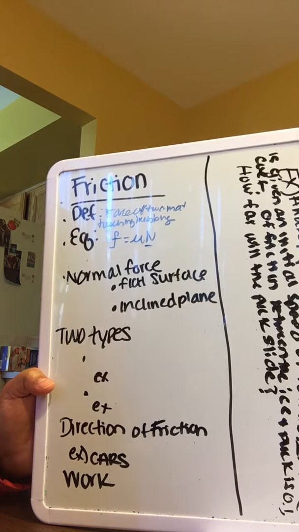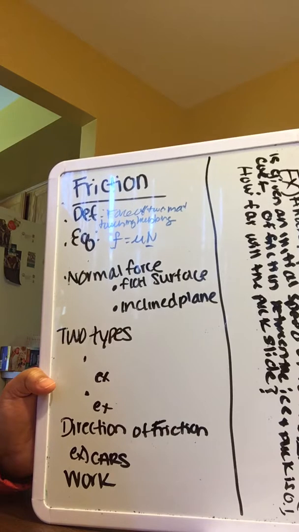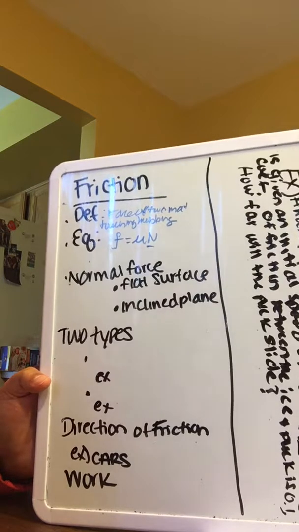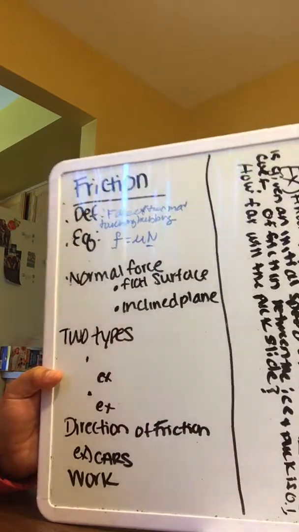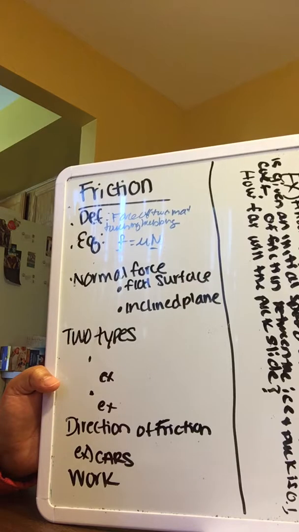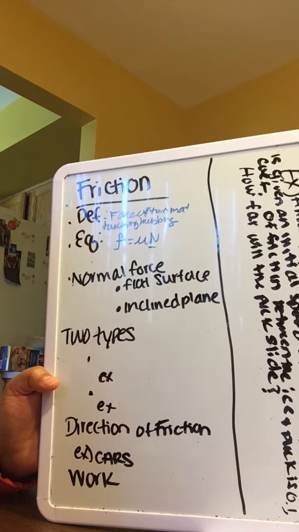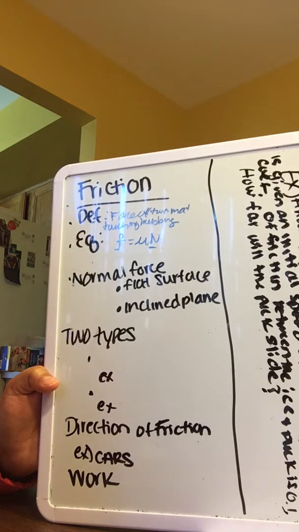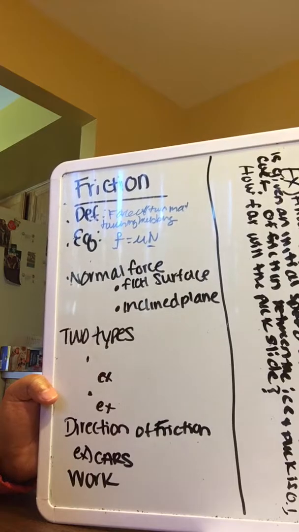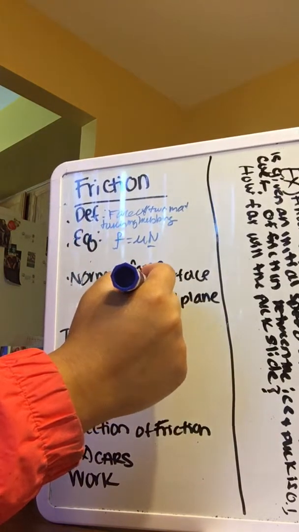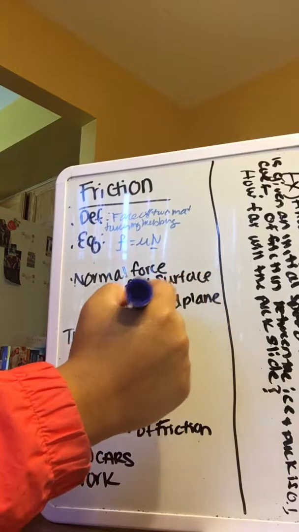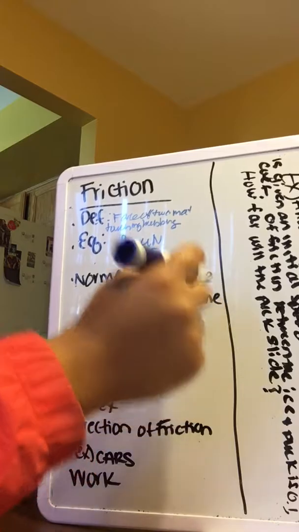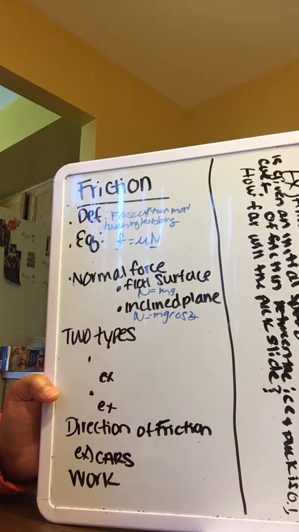So basically the normal force is the force that you have on a surface that counteracts the force that is being applied by the object. That goes along with the equal and opposite reaction, or equal and opposite force. I think that's Newton's third law. So on a flat surface, normal force equals mg. But on an inclined plane, the normal force equals mg cosine theta. And we'll see why in later lessons.